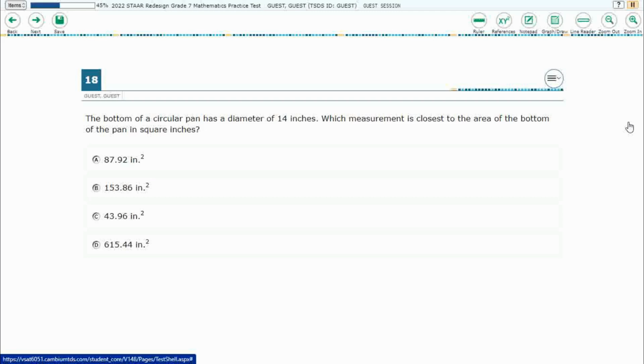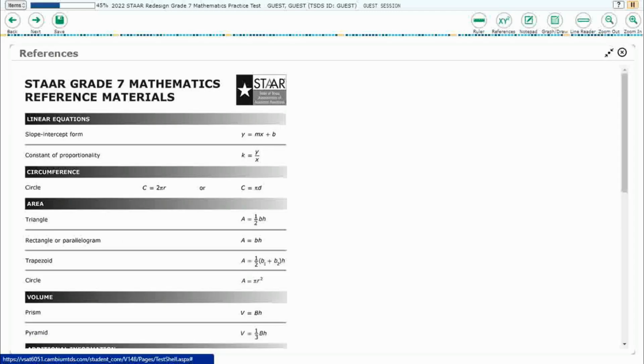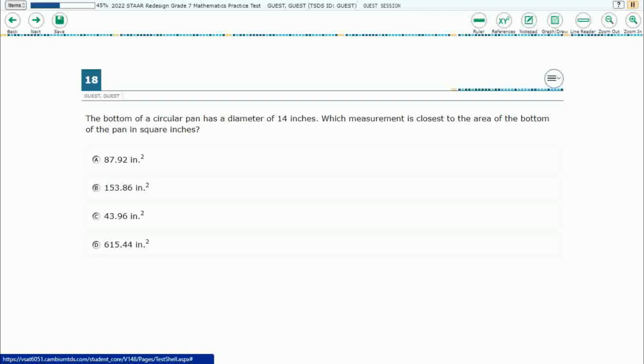All right, so let's open up our references chart first to see what they have in regards to area, because we're looking for the area of a circle. And so you see towards the bottom there, you see that area section, and then it says circle. So A equals pi r squared. All right, so we need to keep that in mind. That is all we have. A equals pi r squared.